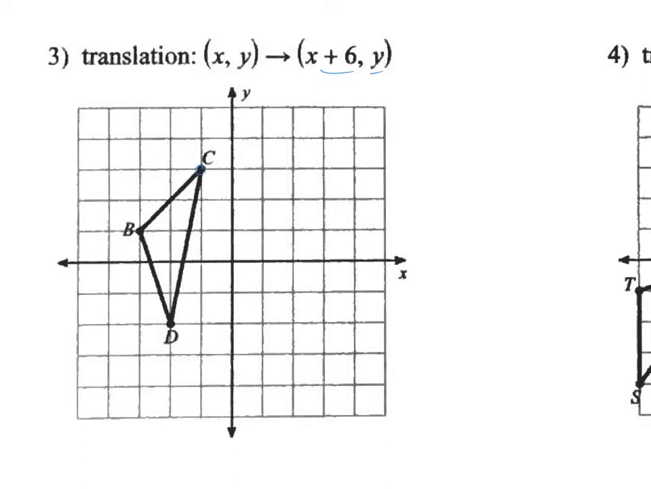So I'm going to start with C. So count 1, 2, 3, 4, 5, 6. So there is our new C prime location. I'm going to do the same thing for B. 1, 2, 3, 4, 5, 6. And then finally D. 1, 2, 3, 4, 5, and 6. So we have our new image, and we can label those parts with D prime and B prime.